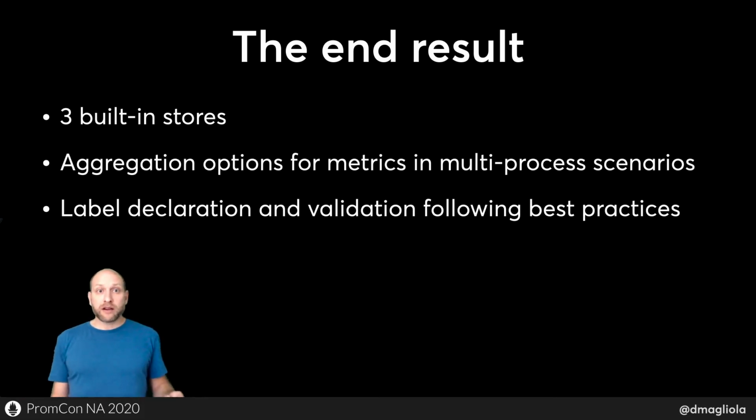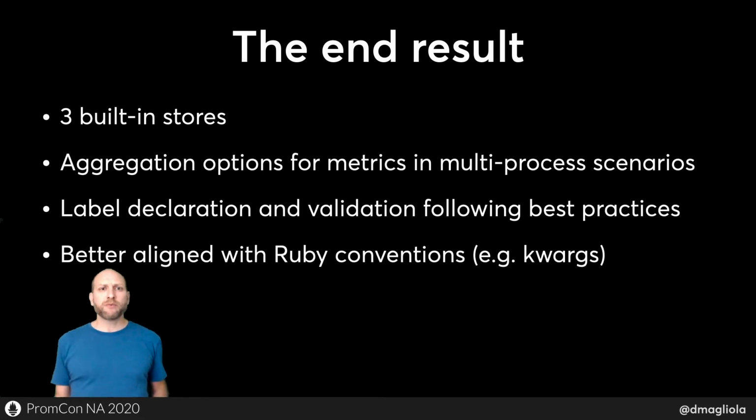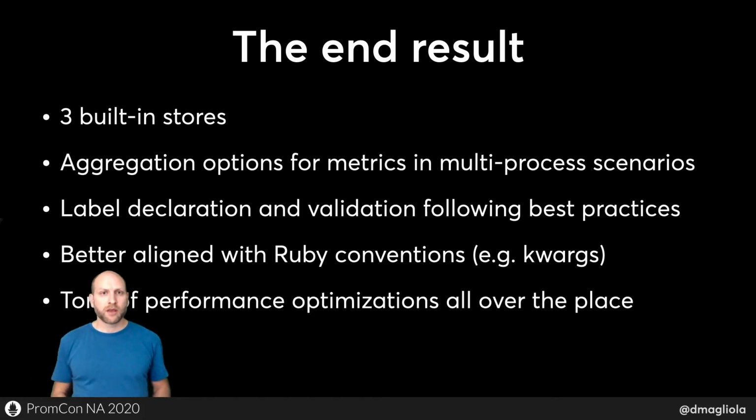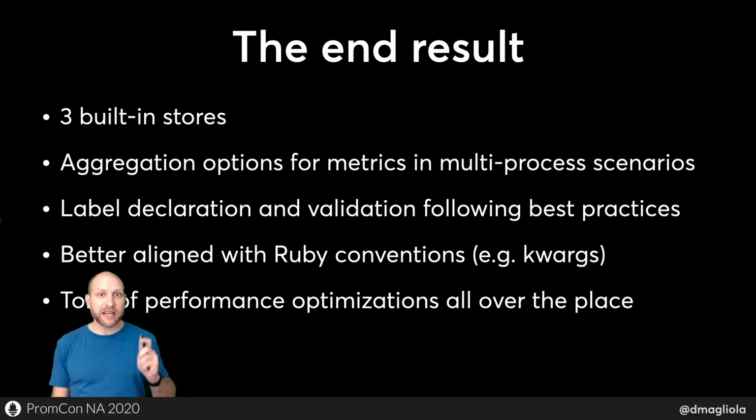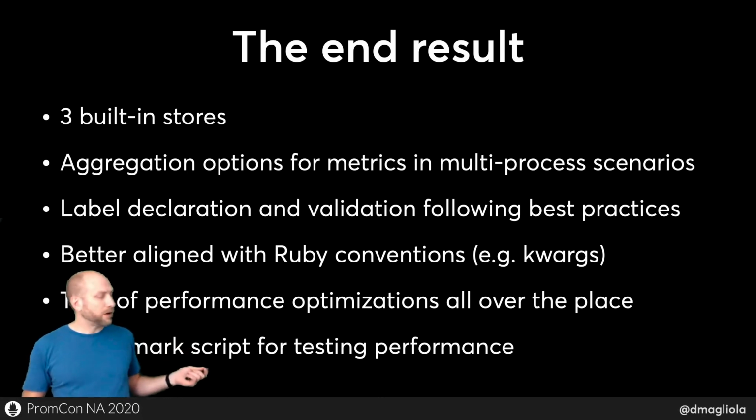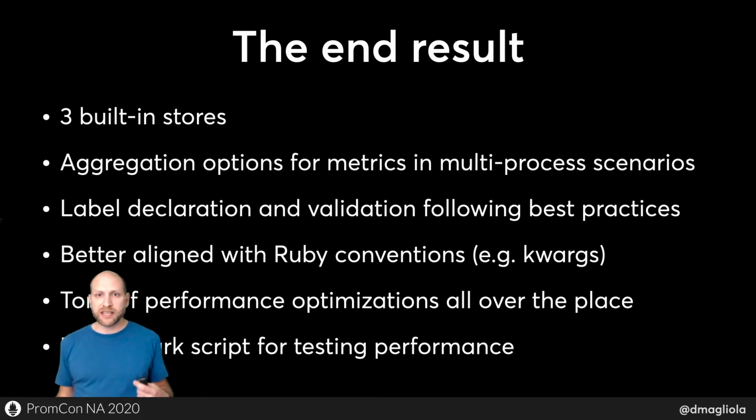We now require declaring all of your labels up front when you register the metric, which is what the best practices indicate. We are much better aligned with Ruby conventions. For example, we use keyword arguments, which is where the Ruby world is going towards. We ended up doing a lot of profiling and a lot of performance work as part of optimizing the stores, and we optimized a lot of little things here and there, especially histograms. Histograms are a lot faster now. And finally, we now have a benchmark script. So if you want to try different scenarios and see how this affects your particular performance in your app, you can now measure it fairly easily.